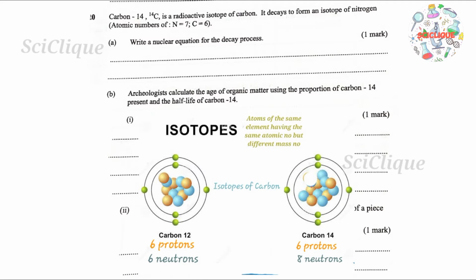So for example, in the case of carbon, carbon has 2 isotopes. We have carbon 12 and carbon 14. In the case of carbon 12, you have 6 protons and 6 neutrons, so a total of 12. So the mass number is going to be 12. In the case of carbon 14, we have 6 protons again, but the number of neutrons is 8. So what is the mass number? 14. So as you can see with these 2 isotopes, the atomic number is the same, but the mass number is different due to the different numbers of neutrons.